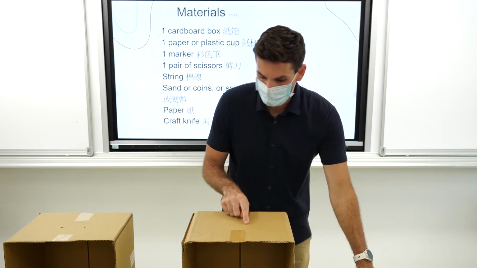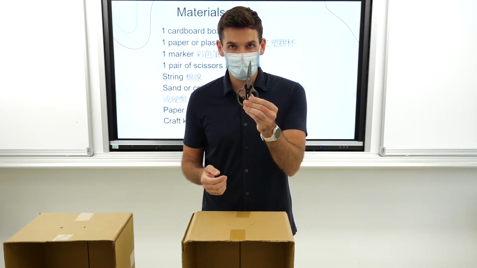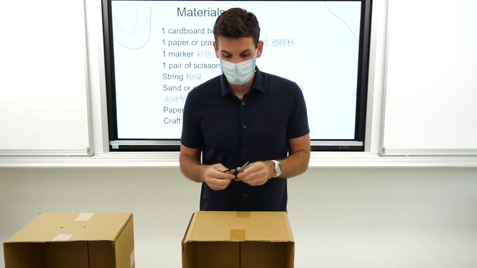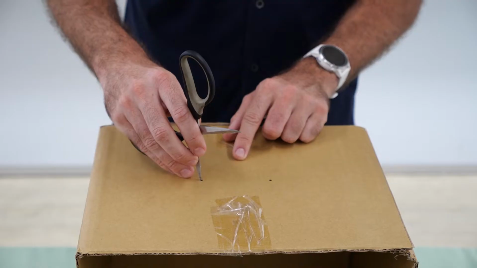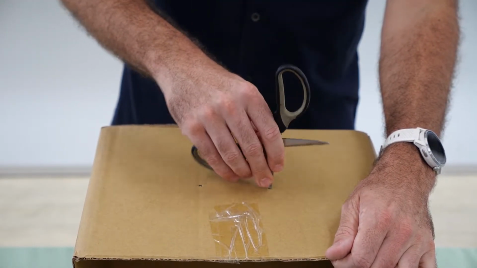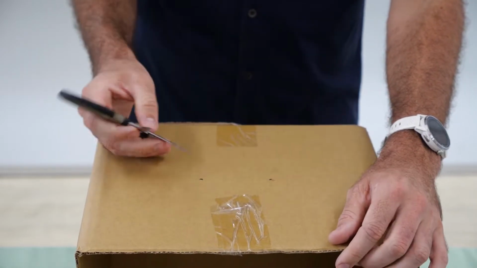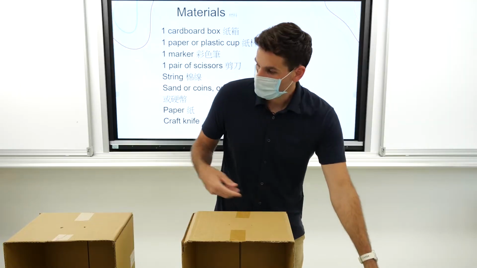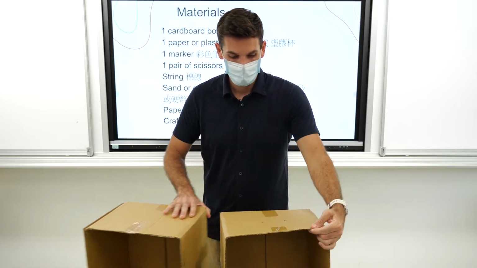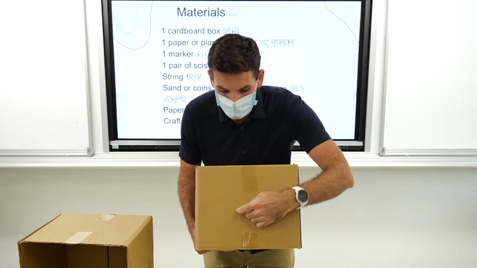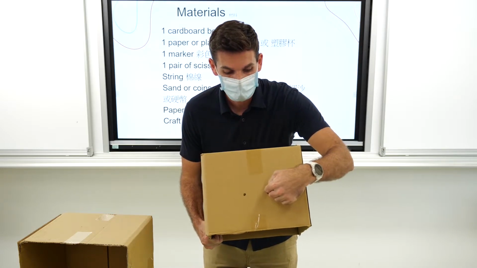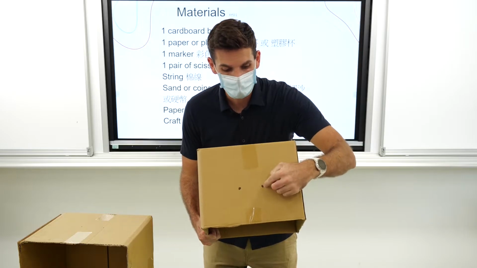Now you're going to take your scissors or your knife, but please be careful. And you're going to cut 2 holes in your box here and here. Now, I've got this one here, which I already put the holes in. So you can see there are 2 holes here. Later, we're going to put string in the holes. So your holes need to be big enough for the string.